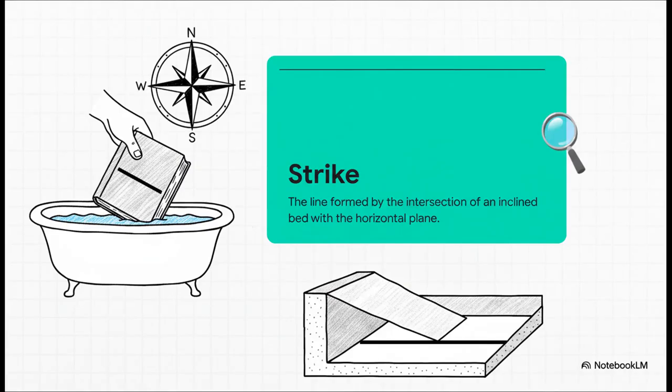Okay, so attitude is really made up of two key parts. The first one is called strike. And check out this analogy. It's a great one. Imagine you take a book and you tilt it into a tub of water. See that line the water makes right across the cover? That's the strike line. In geology, it's simply the compass direction of that line, where a tilted rock layer would meet a perfectly flat surface.